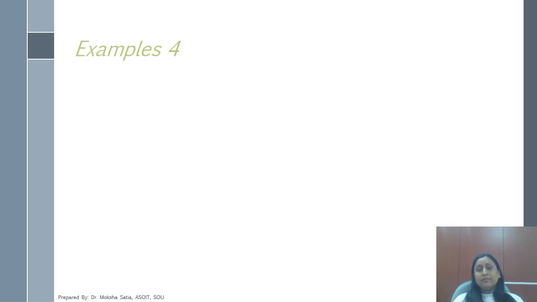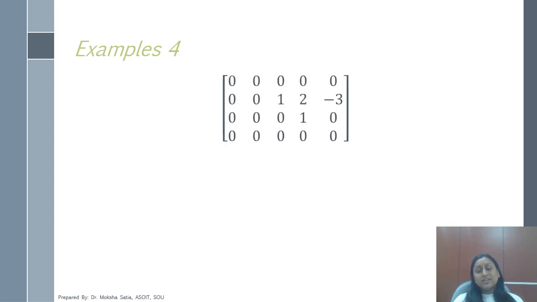Now for the fourth example, we have this matrix. Let's focus on the zero rows. Does it have a zero row? Yes, it has two zero rows, but you can see the first row itself is a zero row, which violates the first condition, and that's why this example is not in row echelon form. Since it is not in row echelon form, it is also not in reduced row echelon form. So it is neither in row echelon form nor reduced row echelon form.